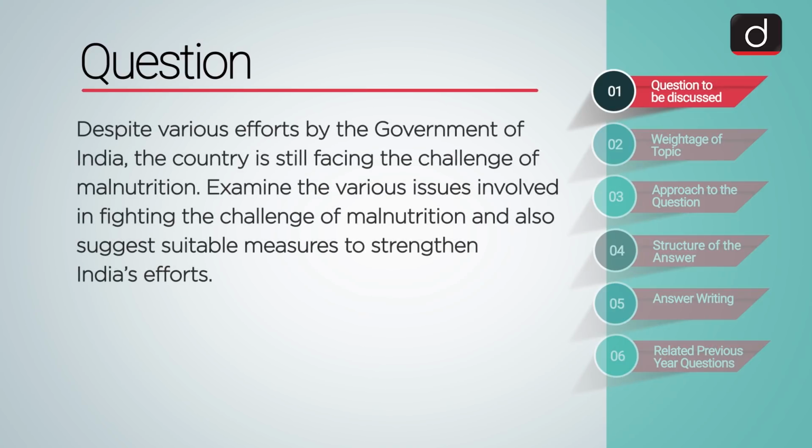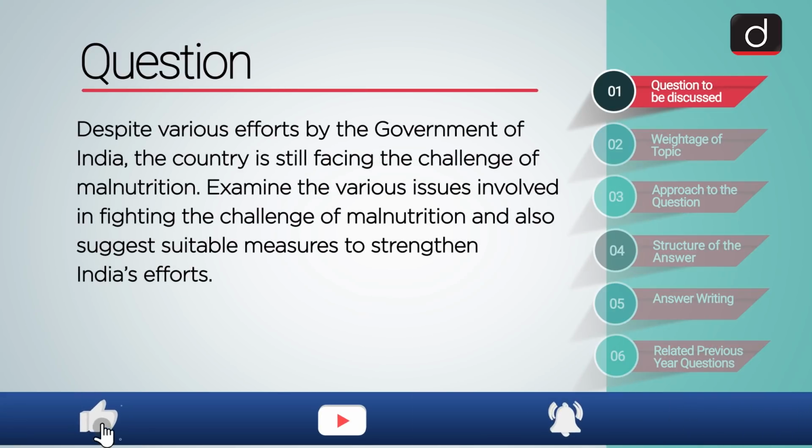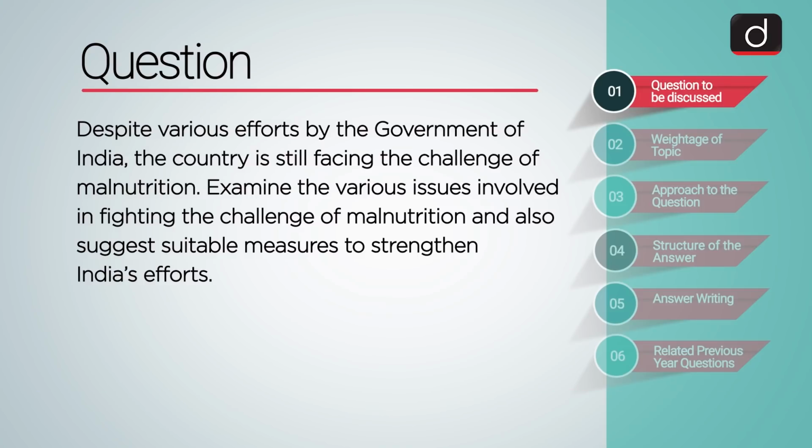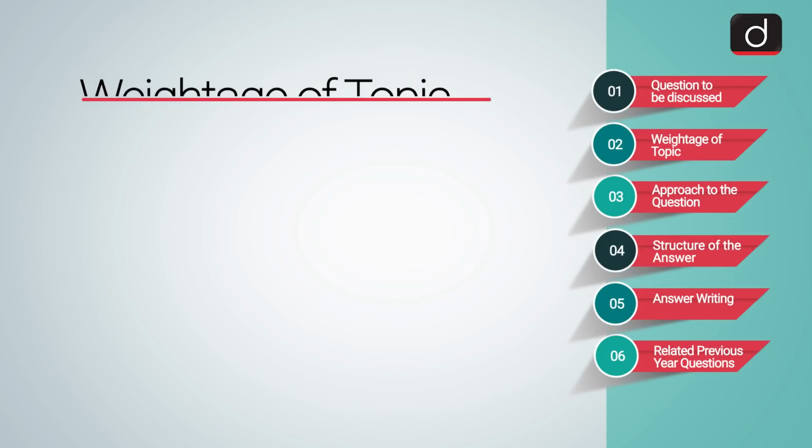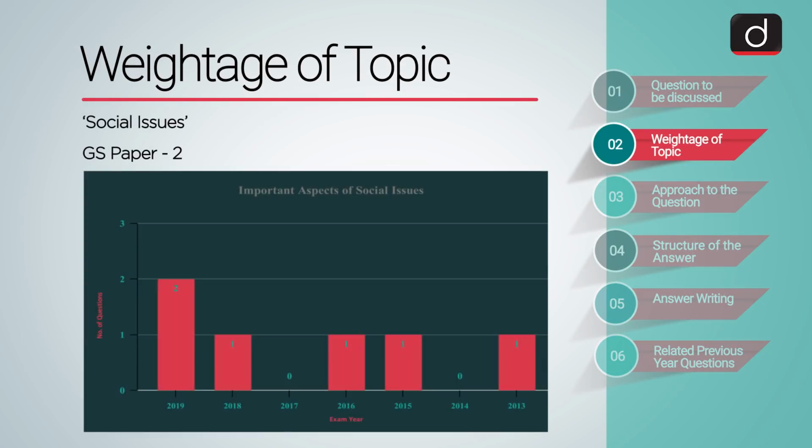Despite various efforts by the Government of India, the country is still facing the challenge of malnutrition. Examine the various issues involved in fighting the challenge of malnutrition and suggest suitable measures to strengthen India's efforts. The question can be linked to important aspects of social issues that is part of GS Paper 2. The weightage of the topic can be assessed from the graph displayed.